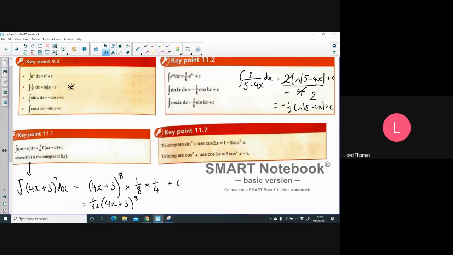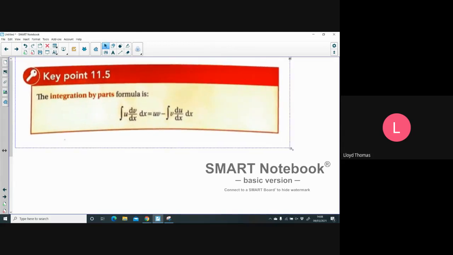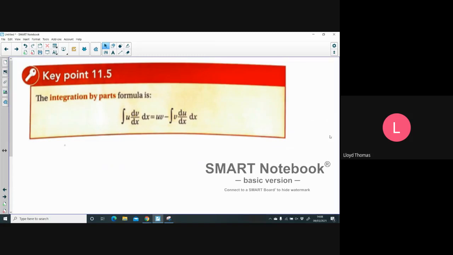Coming up next, remember, it's just a bit of a recap now. Integration by parts was also important. I'm not going to do an example because I think I remember rightly the assignment was excellent that we marked on this. But we also have this integration by parts formula that you have to remember.